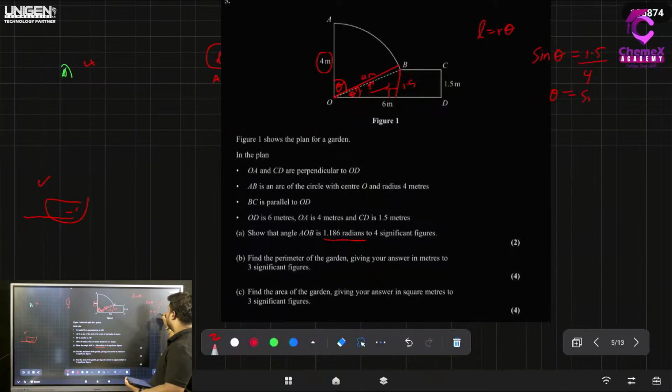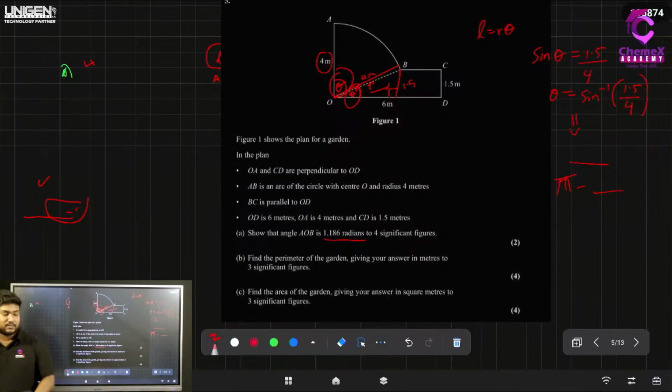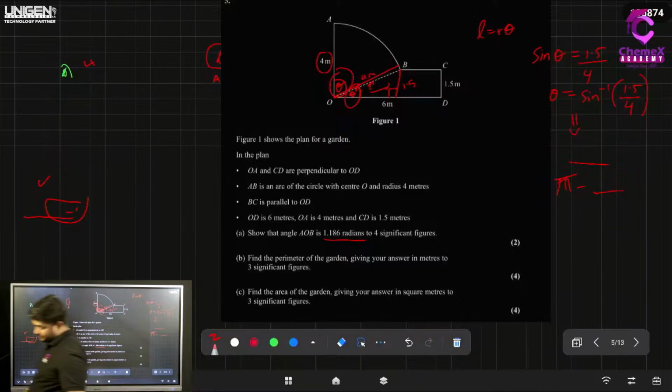Theta equals sine inverse 1.5 over 4. Now the tricky part is, if you just type it in the calculator you will get degrees. You have to convert to radian mode and get this answer. Once you get this answer, this angle is going to be pi minus that answer. Do you understand or not? Any doubts with that? So what was sine inverse 1.5 over 4? If you are in radian mode, tell me, what's the answer you get?